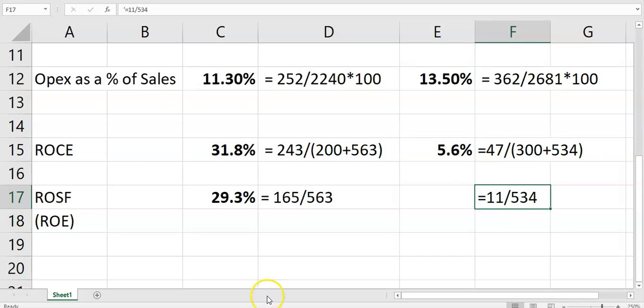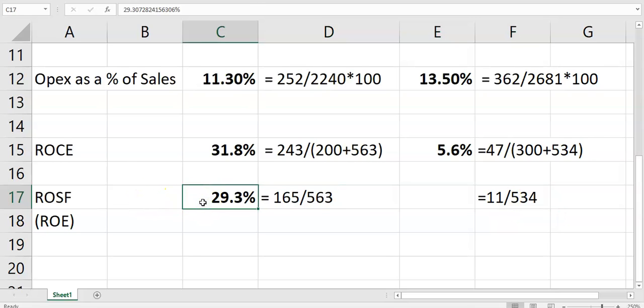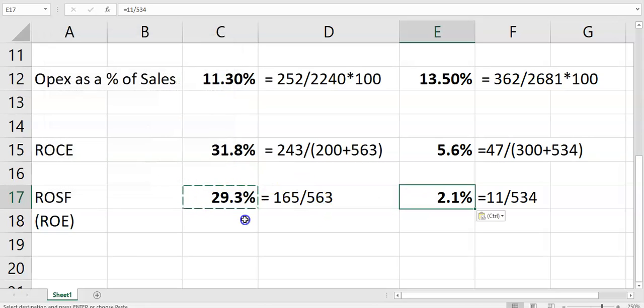When you're doing your ratios, make sure to show the formula, or at least show the numbers where it's coming from. If you just put down any figure, the examiner won't know where it's coming from, and if you make a mistake, you won't get any working marks. So 11 over 534 is just over 2%, a significant fall because of the decline in profitability. Again, shareholders really wouldn't be happy there.